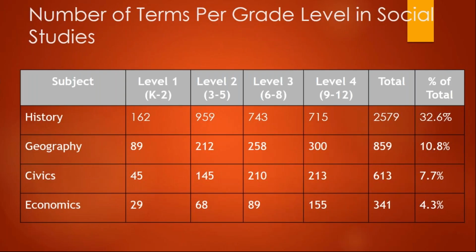If we look at Robert Marzano's research for building background knowledge for academic achievement, we see that 55.4% of a student's academic vocabulary comes from those social studies disciplines. So what implication does that have for us as teachers?